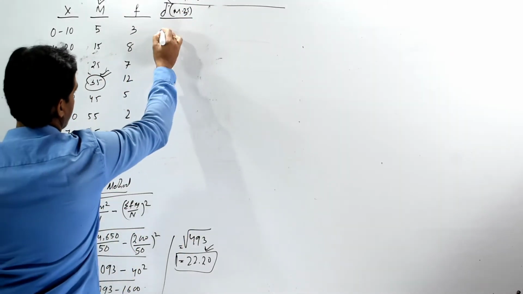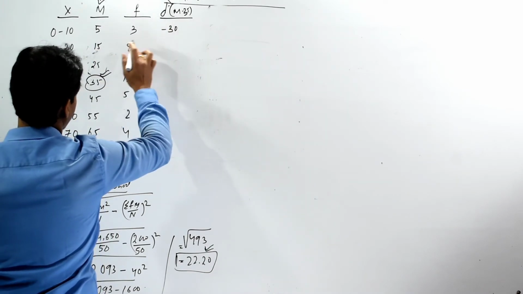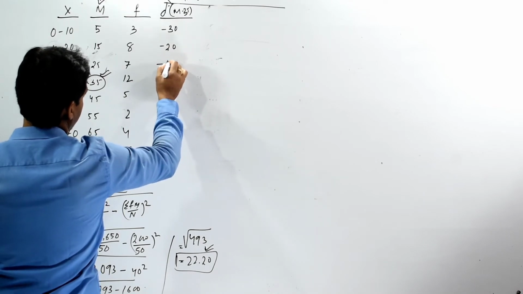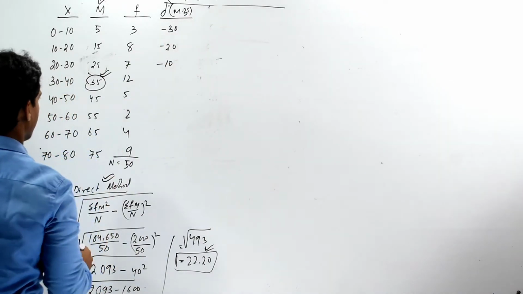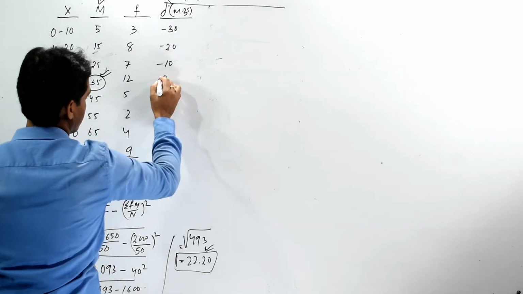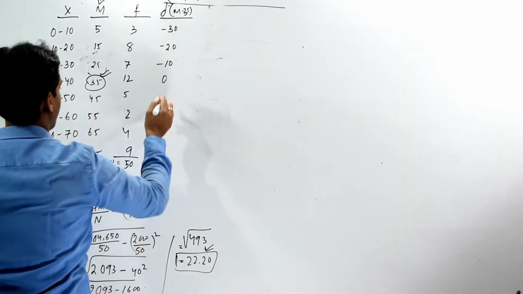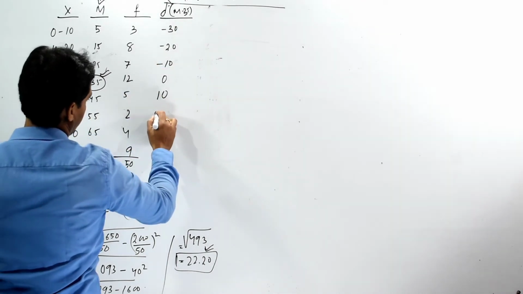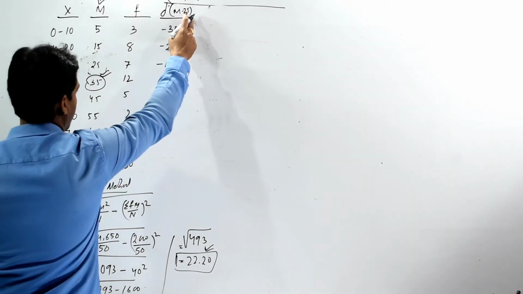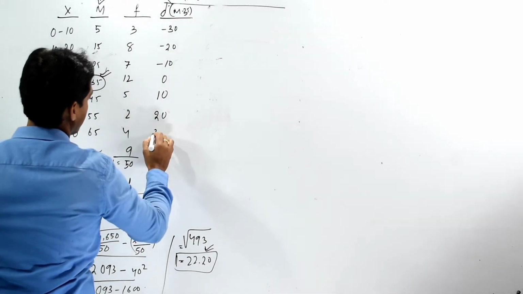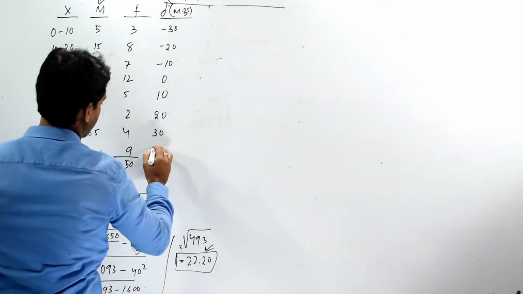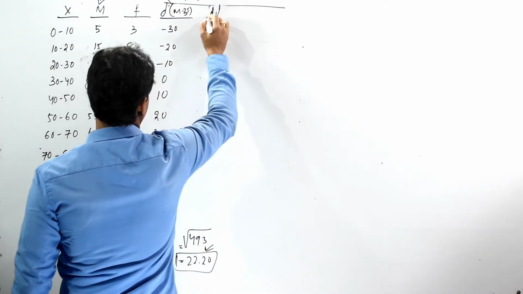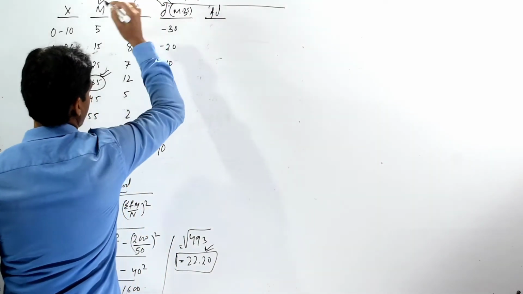So 5 minus 35 is minus 30, 15 minus 35 is minus 20, 25 minus 35 is minus 10, 35 minus 35 is 0, 45 minus 35 is 10, 55 minus 35 is 20, 65 minus 35 is 30, 75 minus 35 is 40. So now find out FD, that is F into D.